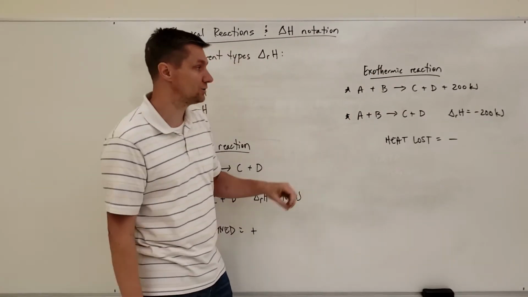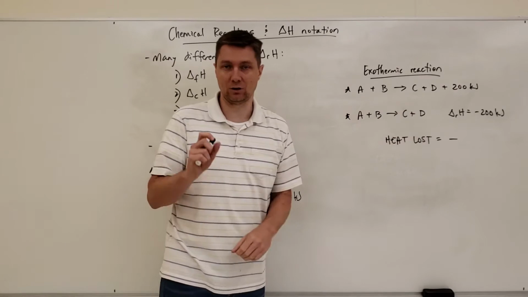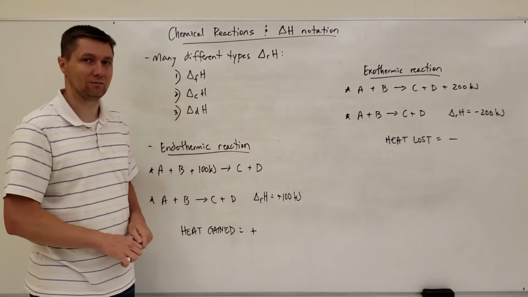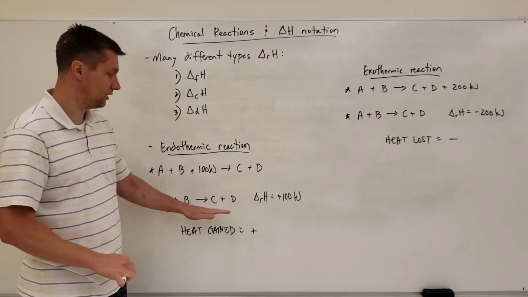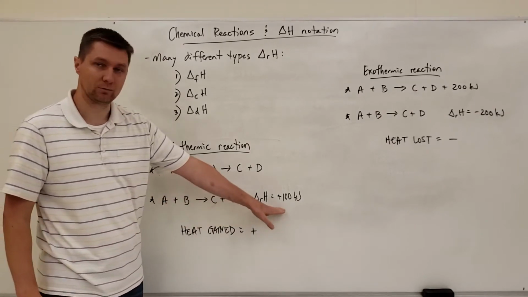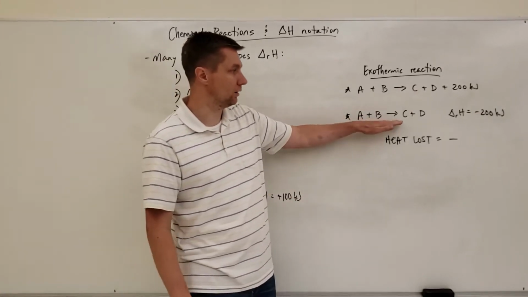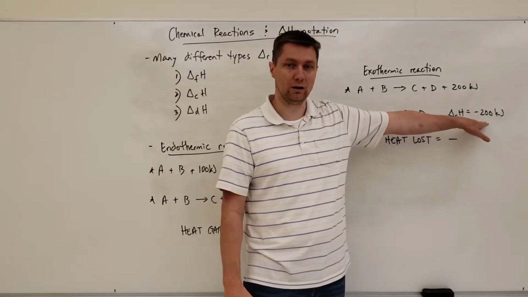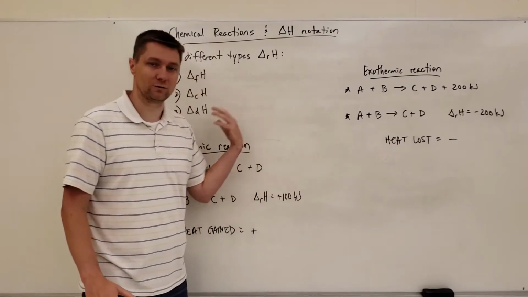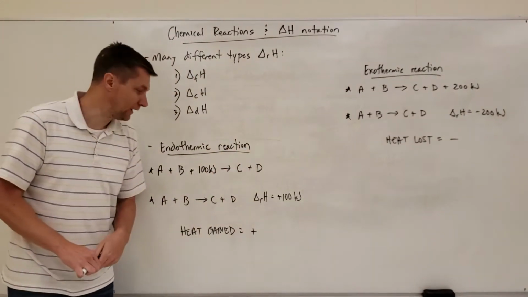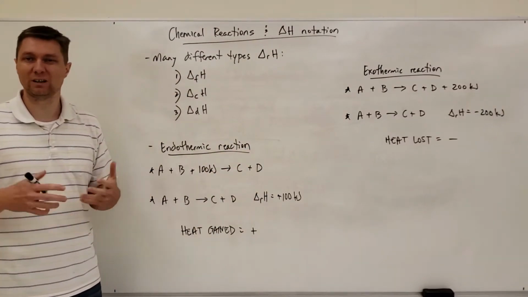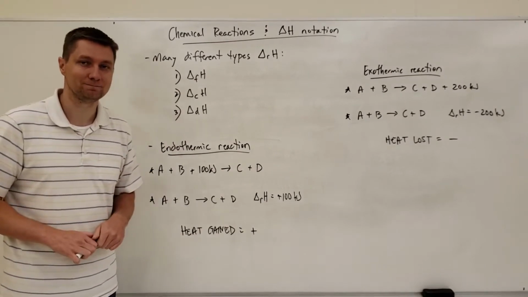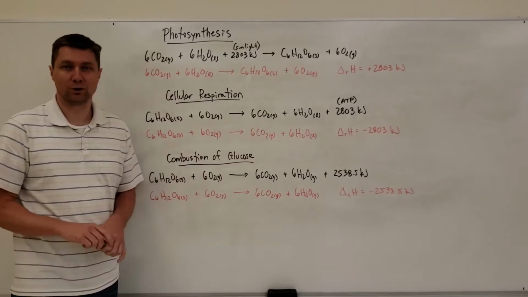But for delta H notation, I have to have the correct term and the correct sign in front of that term. Here, because it's endothermic, it's going to be a positive 100. Here, because it's exothermic, it's going to be a negative 200. And so this is the notation that we use for these types of reactions. I got a couple of real life examples I want to run through with you in the next clip, so hang tight.